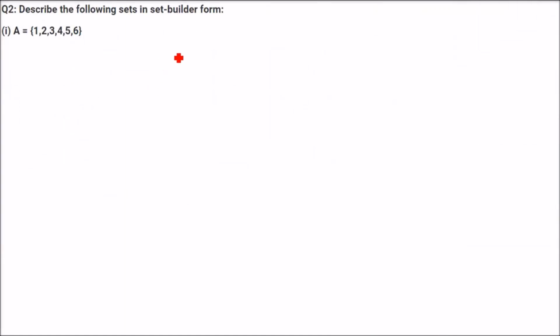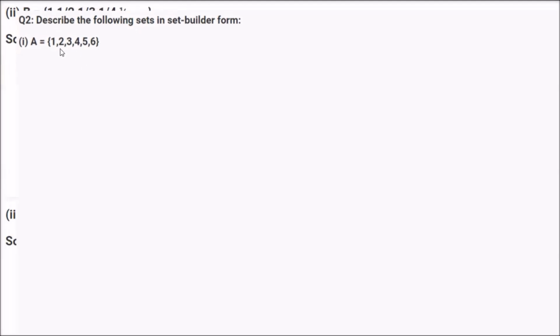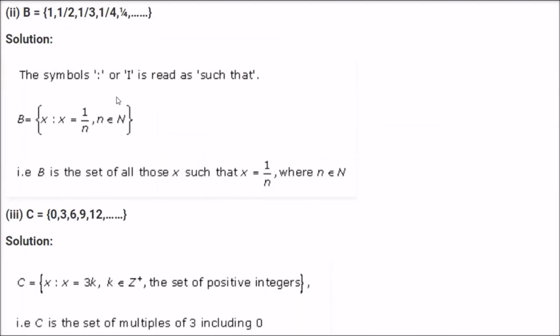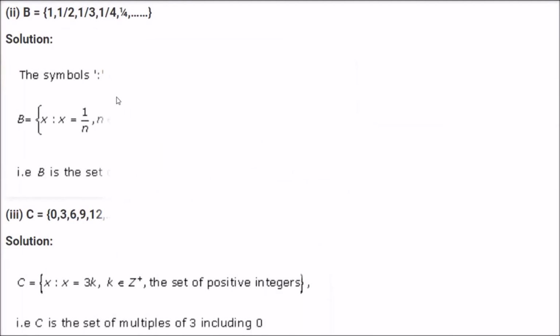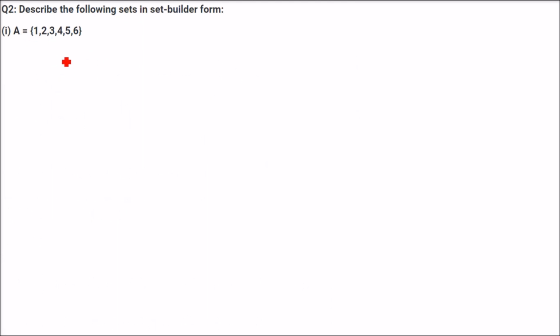Now here we have to do just the reverse. That is, we have to describe these sets in set builder form, and this is given in the roster form. So A equal to 1, 2, 3, 4, 5, 6. What are we going to do? These are simply the natural numbers, but there is a restriction. The natural number is there, but there is a restriction that these numbers are less than 7.